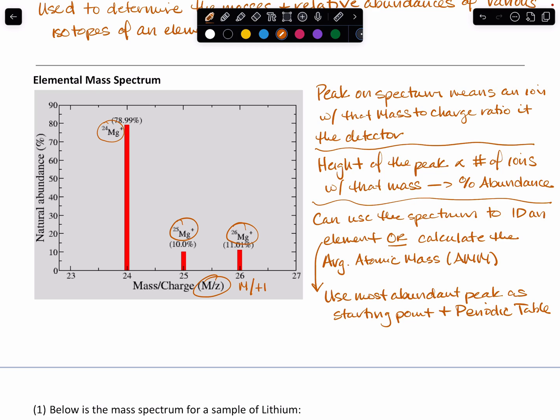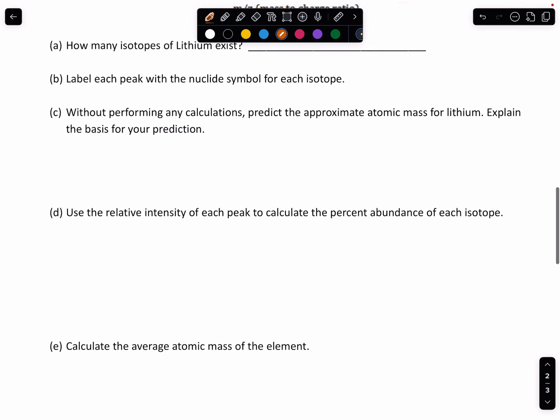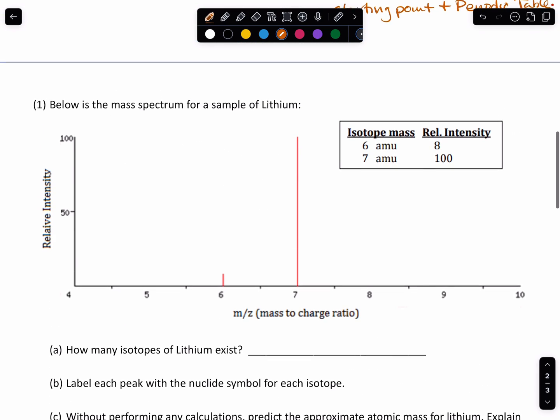All right. So then I go look for an element that's around 24, but slightly higher. And if I do that, I'm going to land on magnesium. All right. So that's how you can utilize the chart, not chart, spectrum, to determine what element it is. All right. So we're going to work a couple problems just so you can see what these look like.